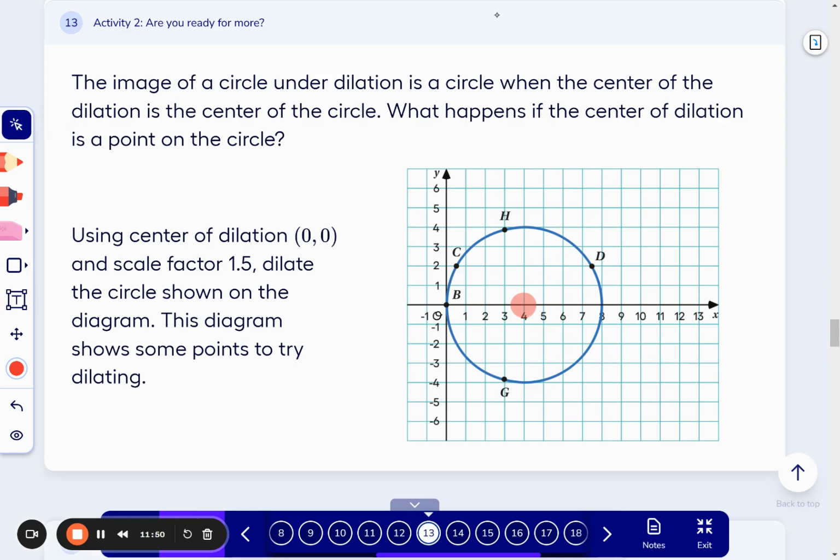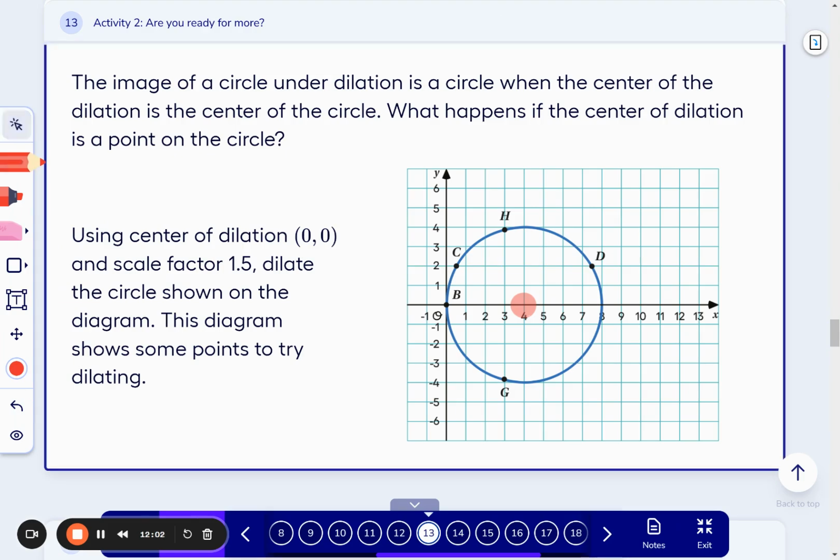Because it's equidistant from the sides. This is at 8, 0, halfway in between is 4. So all of these points would be 4 away if I looked at that. So then if I did 1.5, so if I took 4 times 1.5, I will get 6.